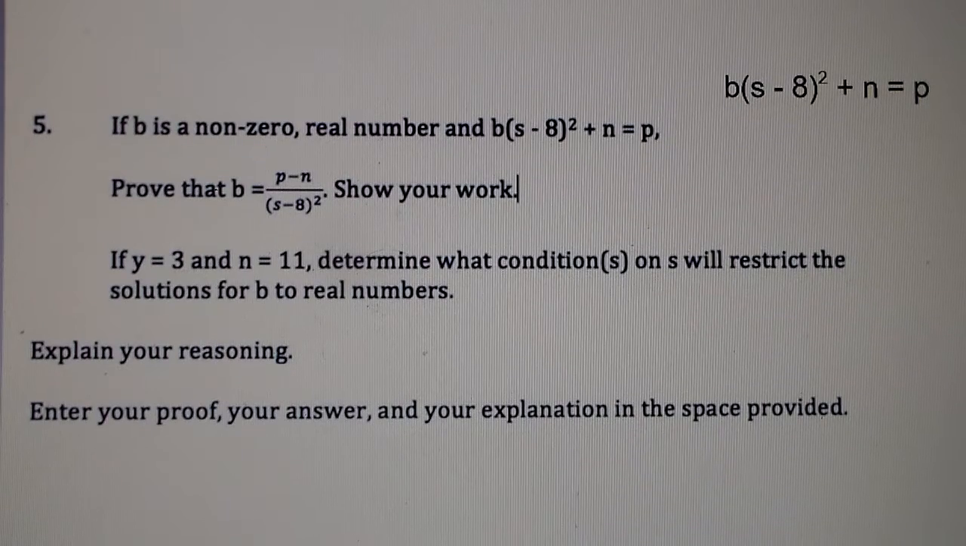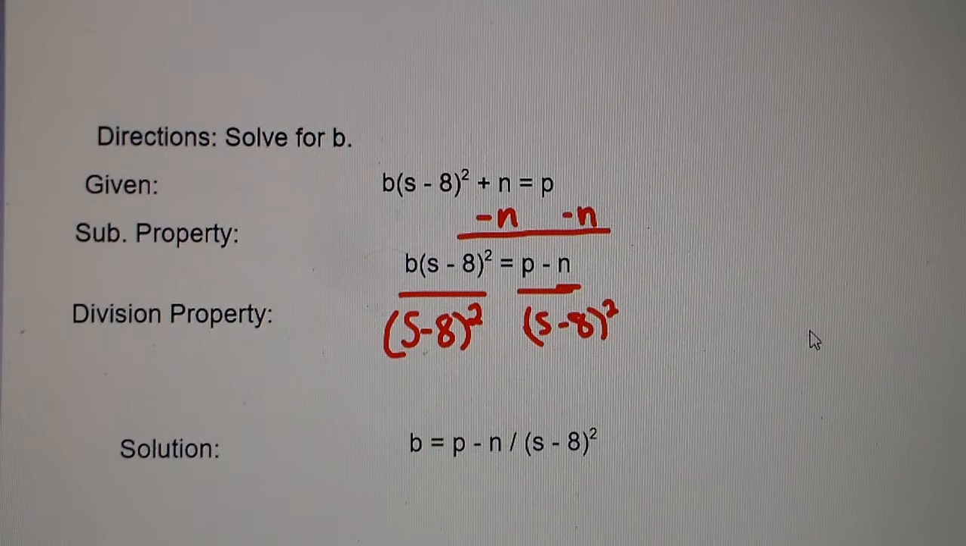Here's another one. Why don't you try this one on your own? Here's your equation up here. Your goal is to solve for b using your inverse operations. Here's the work. Solve for b. So I subtract n from both sides, and I divide by (s − 8)² on both sides. So I get b equals (p − n) divided by (s − 8)² in the denominator.